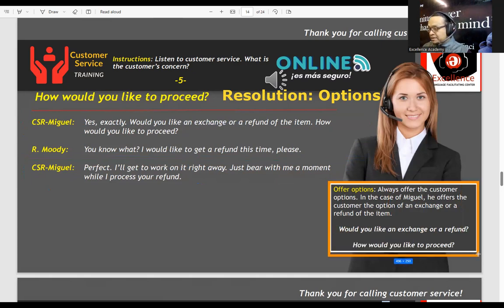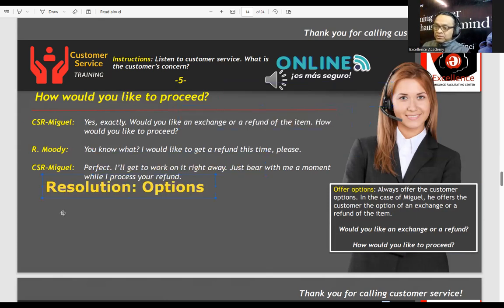Here's a little note on offering options. Always offer the customer options. In the case of Miguel, he offers the customer the option of an exchange or a refund of the item, with the phrases, would you like an exchange or a refund? Or how would you like to proceed? Okay, so that's the end of the script for you guys.